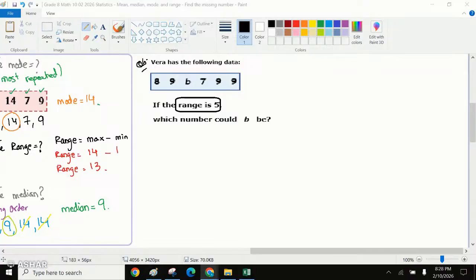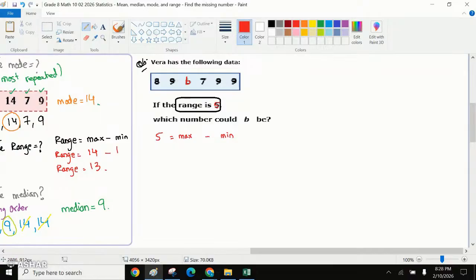So can we arrange the numbers from the largest number to be the greatest? Let's see. We still do not know what the value of B should be. But the maximum difference, the largest number minus the smallest number, should be equal to 5. Agreed? That should be the range.